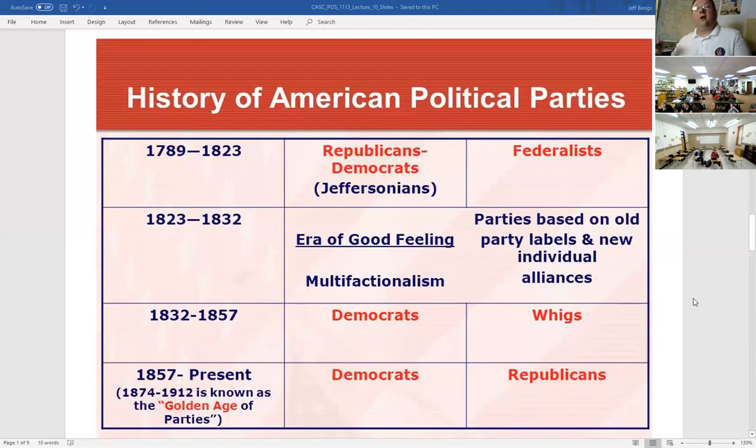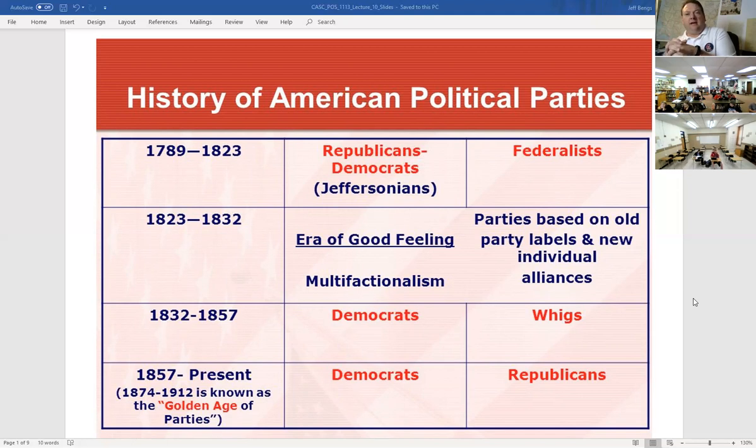Now, we certainly are a country with a two-party system, and while there have been other parties, and there still are, there has been basically two main parties throughout our history that have controlled politics.